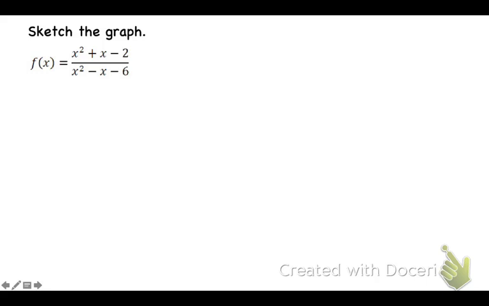Okay, so I'm going to do a couple more examples, you guys, since we only got through one in class. So I have f of x equals x squared plus x minus 2 over x squared minus x minus 6. So the first thing I need to do is simplify. So I'm going to factor. So the numerator is going to be x plus 2 and x minus 1. And the denominator is going to be x plus 2 and x minus 3.